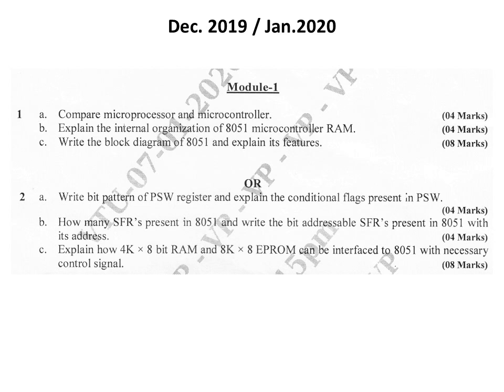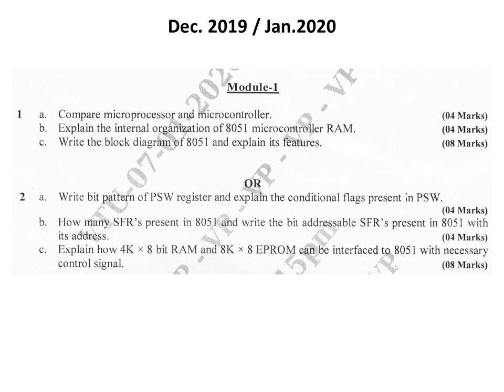The next question is write the block diagram of 8051 and explain its features. Again the repeated one only, so better to give importance for this particular question. Here the block diagram, the 8051 architecture, should be explained with the block diagram.